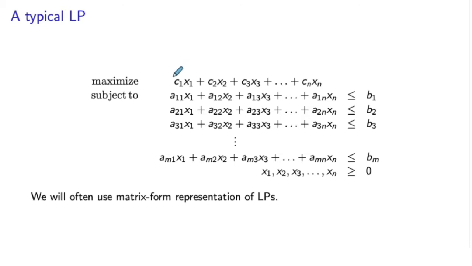In fact, all the coefficients from the objective can be put in a single vector. Then all the right-hand sides of the resource constraints can be put in another vector. So the vector for Cj's will be of length n. The vector for Bi's will be of length m. And then we can put all the coefficients that we have in the left-hand side of the constraints into a single matrix with m rows and n columns.